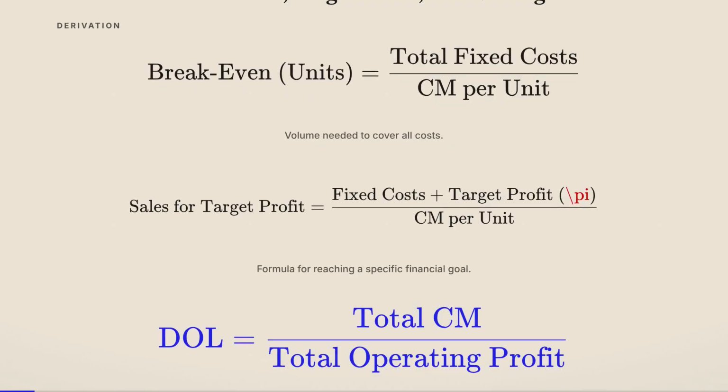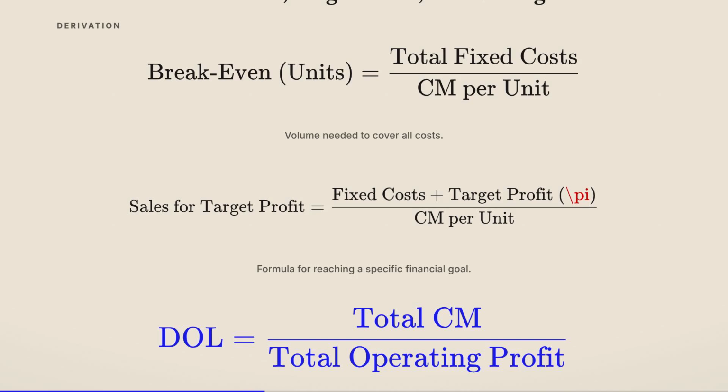We use the contribution margin to find the break-even point, where total revenue equals total costs and profit is zero. To find the number of units needed to break even, we divide the total fixed costs by the contribution margin per unit. If we want to find the sales needed for a specific target profit, we simply add that profit amount to our fixed costs in the numerator.